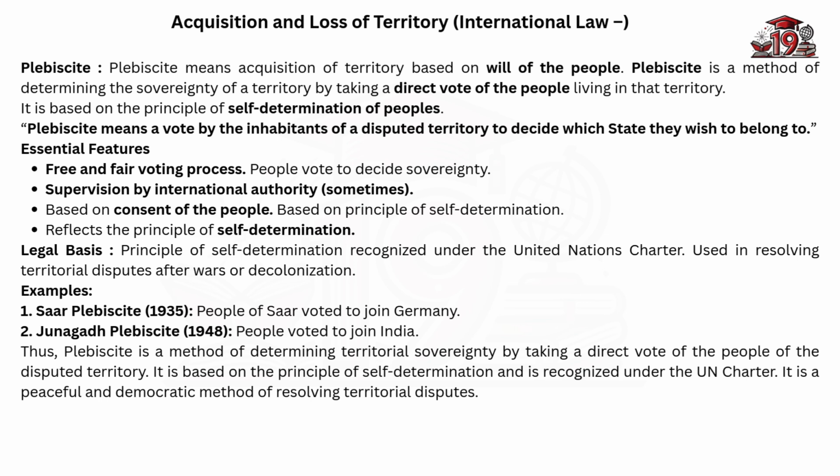Plebiscite. Plebiscite means acquisition of territory based on the will of the people. Plebiscite is a method of determining the sovereignty of a territory by taking a direct vote of the people living in that territory. Plebiscite means a vote by the inhabitants of a disputed territory to decide which state they wish to belong to. Essential features: free and fair voting process.